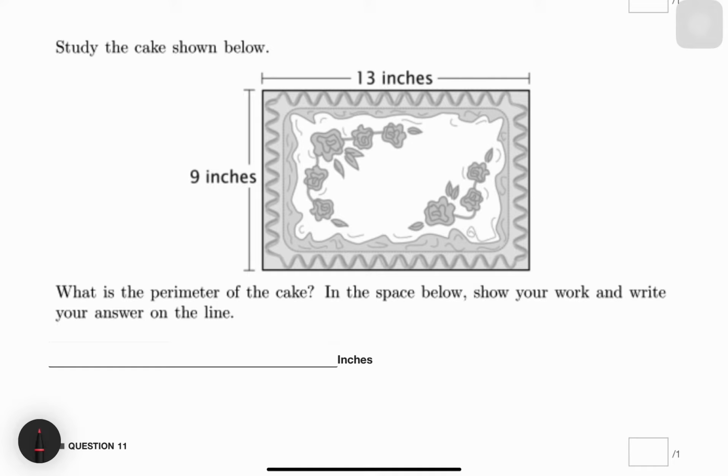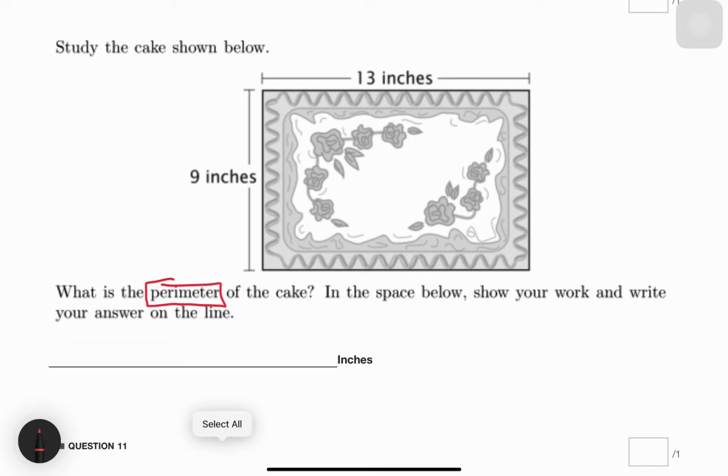All right, so looking at this question here, it says study the cake shown below. So we're dealing with a picture of a cake here. It says, what is the perimeter of the cake? In the space below, show your work and write your answer on the line. All right, so our key word is perimeter. All right, and so if we remember our perimeter, simply we just add all the sides. All right, so you have to remember the difference between area and perimeter. Area is multiplication, perimeter is addition.